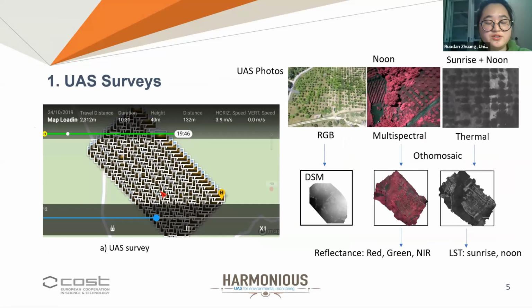Usually in a UAS survey, we acquire one multispectral data set at midday to reduce the shadow effect. 2 thermal data sets, one conducted before sunrise.